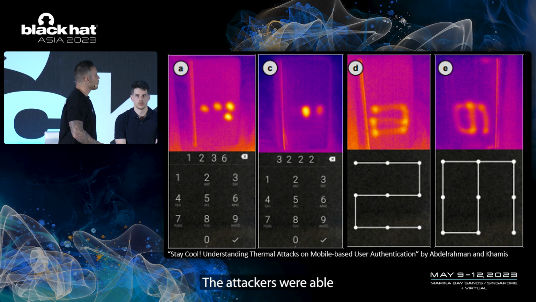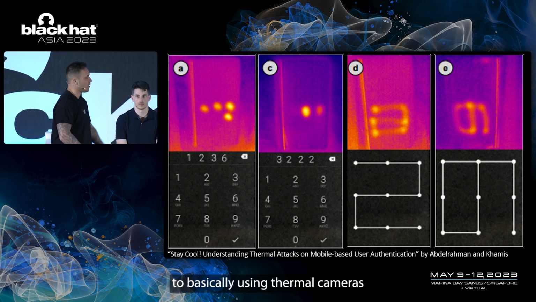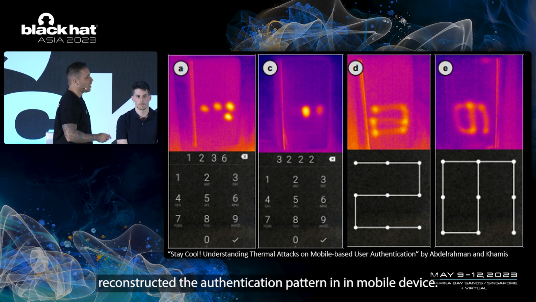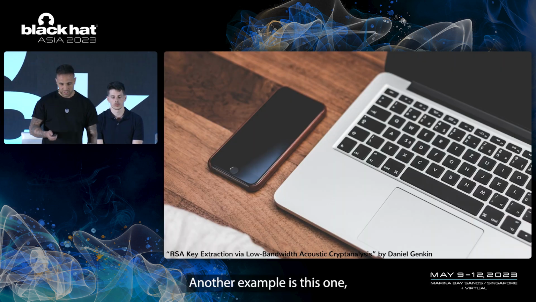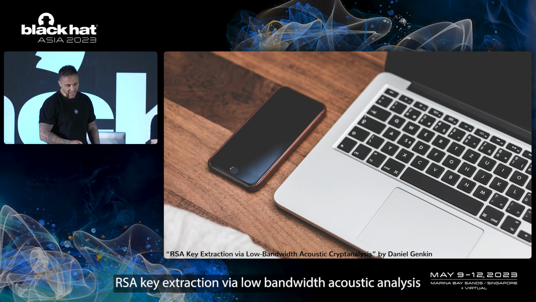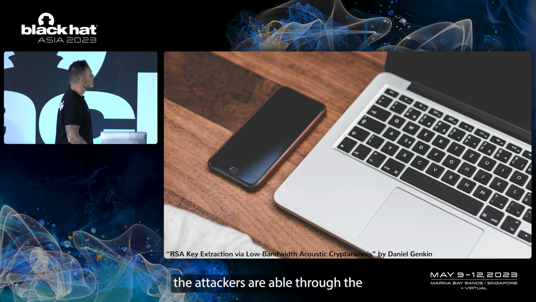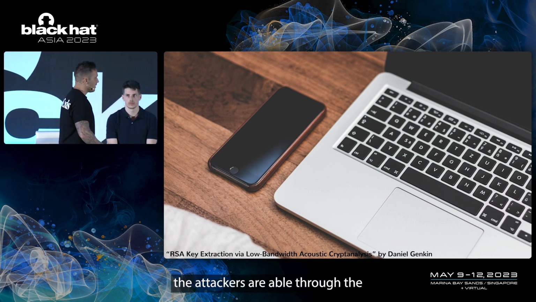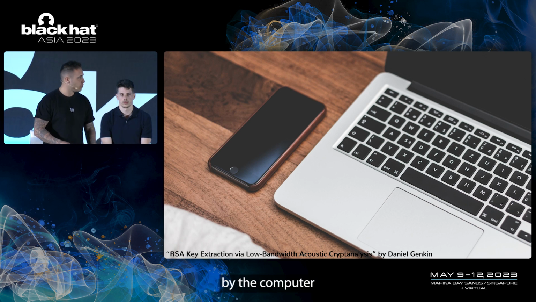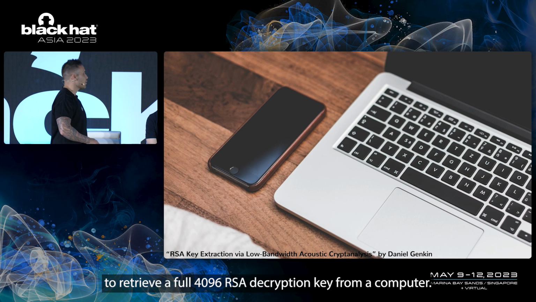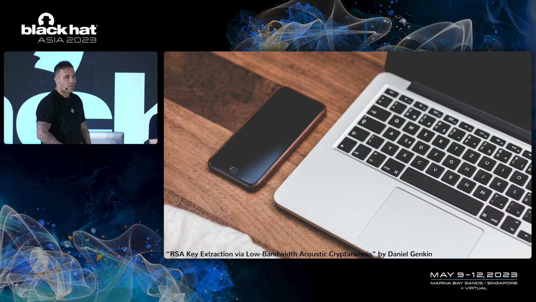Well, this is just one example available in the literature. Here, the attackers were able, using thermal cameras, to recover the heat trace, and based on that, reconstruct the authentication pattern on a mobile device. Another example is this paper, RSA key extraction via low bandwidth acoustic cryptanalysis. In this work, the attackers are able, through the sound trace produced by the computer, to retrieve a full 4096-bit RSA decryption key from a computer.